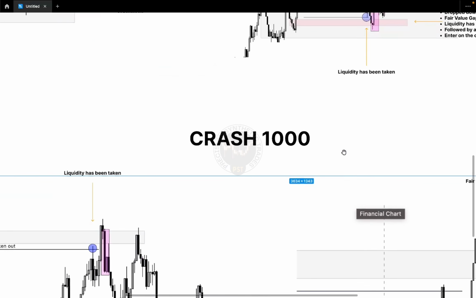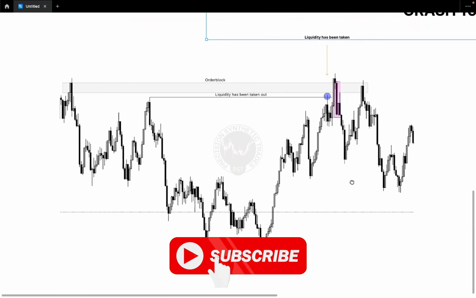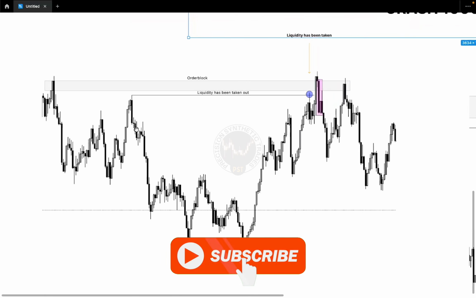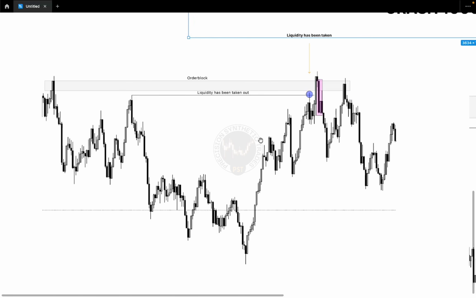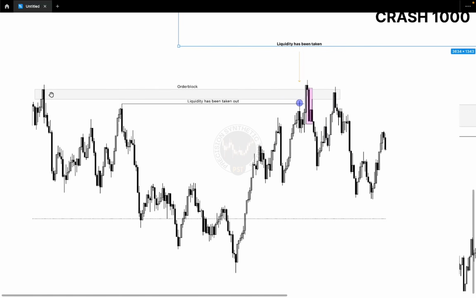Crash 1000. All right, so in this example, let's say we're on the 4 hour again. As you can see, price did everything. We are reading price now. We are looking for entries. Price created an order block. What's just beneath the order block? Liquidity that has been created. So before we enter from this order block, liquidity needs to be taken out.